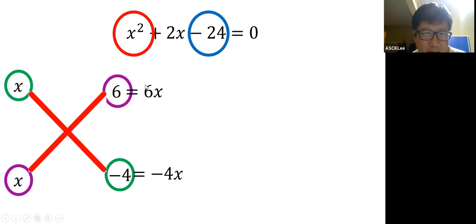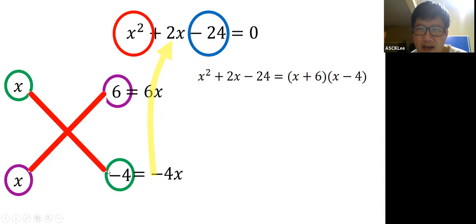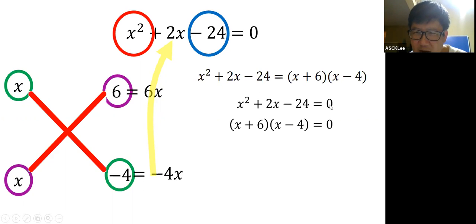And when we add these two up, 6x plus minus 4x, we do get 2x. So that tells us that we have our factors. Our factors are x plus 6, that's one factor, and the other factor is x minus 4. These are our two factors. And so we write our factors down in this way. Same thing: rewrite the question, replace this part here with the factors that you have found, and apply the zero product property.